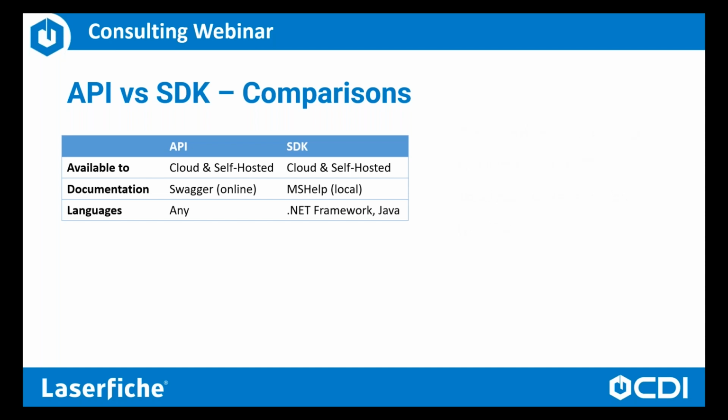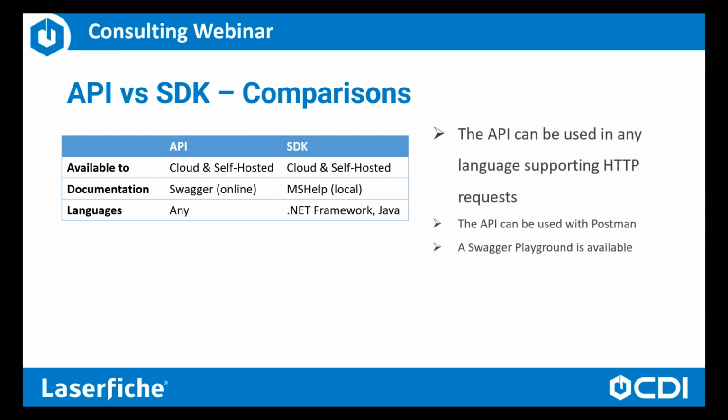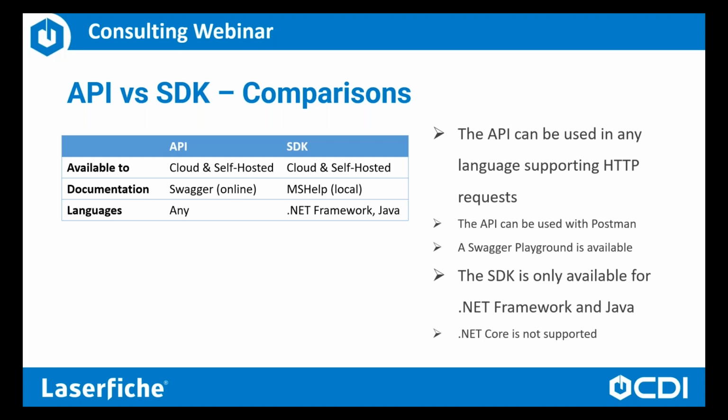The Laserfiche API can be used in any language that supports sending and receiving HTTP requests. We can use the API with Postman or with the online Swagger playground that is available. The Laserfiche SDK is only supported for .NET Framework and Java. Unfortunately, the SDK does not support .NET Core.